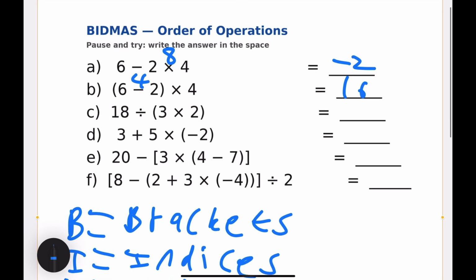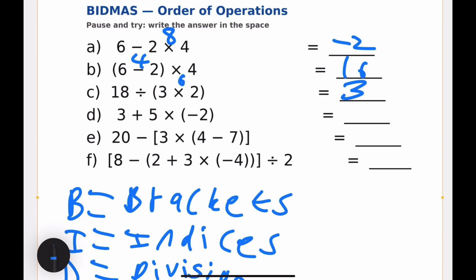Okay, next question. So let's do the brackets first. So it'd be the 3 multiplied by 2, which is 6, and 18 divided by 6 is 3. Okay, so part D, we have adding and we have multiplying. So we'll do the multiplying first. So 5 multiplied by negative 2, that would be negative 10. So it'd be 3 plus negative 10, which would be negative 7.